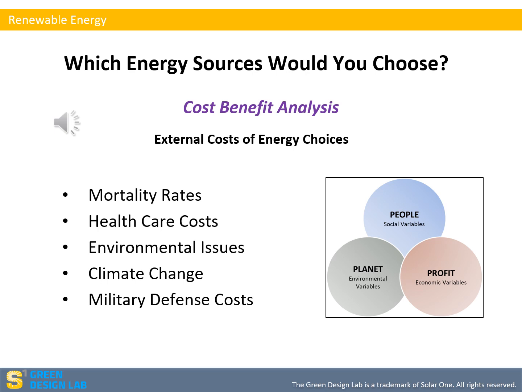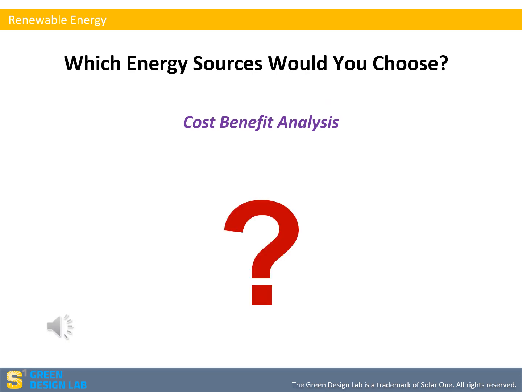Some examples are increased mortality rates due to the health issues that are the direct cause of energy production, higher healthcare costs due to the health issues derived from energy production, environmental issues such as air pollution and water pollution that can impact people and the environment, human activities that contribute to climate change, and military defense costs needed to protect fossil fuel sources in other countries. When considering the true cost of energy, both internal and external costs have to be included. Using a cost-benefit analysis, which energy sources would you choose to power your community?